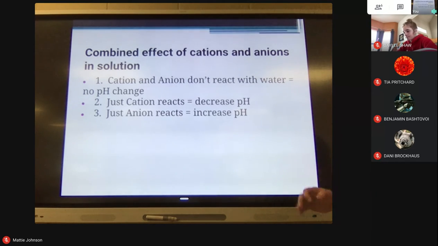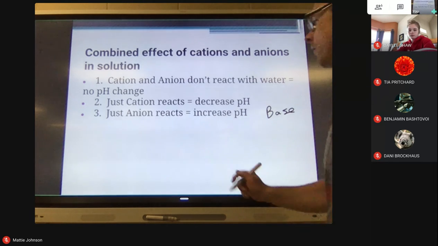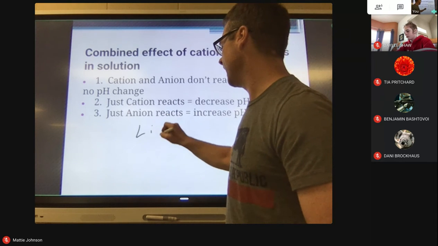Just the anion reacts. That's going to increase the pH, or it's going to make it more alkaline or base-like. Okay? So what does that mean? Just the anion would react. So here's an example of just the anion reacting.